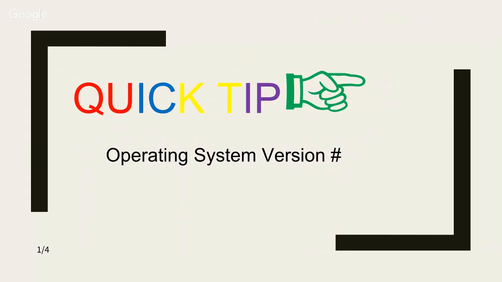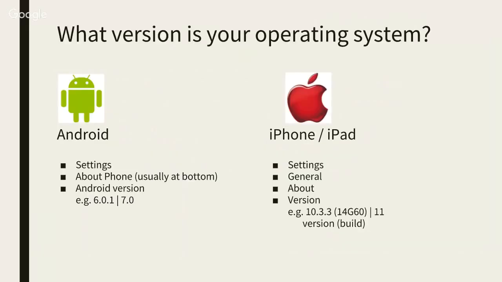What do you got there, Chris? All right, and that quick tip is on phones or tablets. How do you see what operating system version you're on? If you ever have any problems with your device or even your apps, one of the first questions any helper is going to ask you is, what is your operating system and version? So the operating system is either Android or iOS.